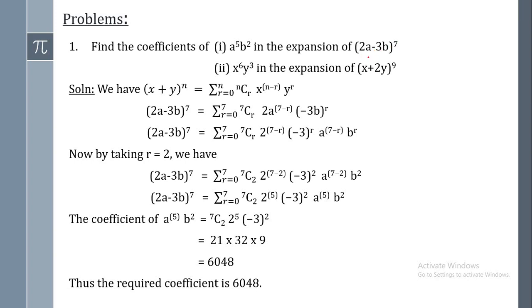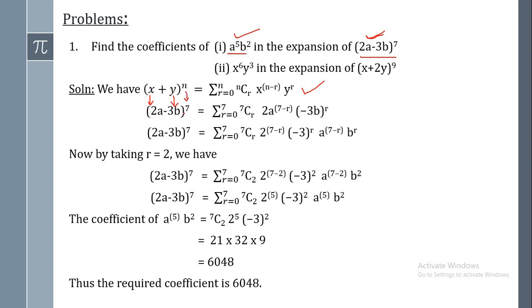When we expand this term, somewhere in the expansion we will get the term a power 5 and b square. So we have to find the coefficient of this unknown part in the expansion of this expression. We already know the generalized form of the binomial theorem, that is x plus y whole power n is equal to summation r from 0 to n of nCr x power n minus r and y power r. So here the x value is 2a, the y value is minus 3b and the n value is 7.